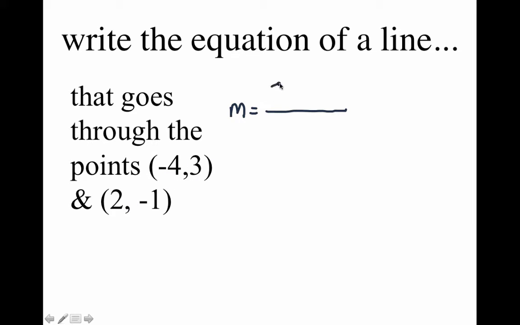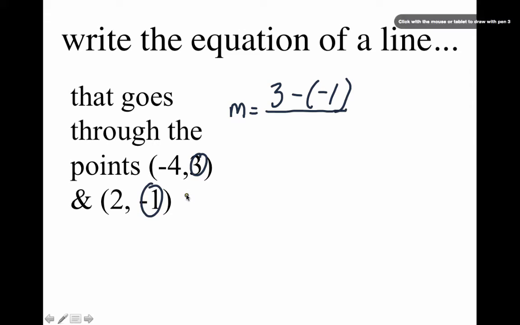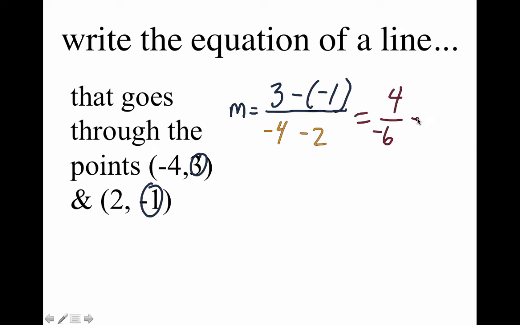So here I'm going to do 3 minus negative 1. And then in the denominator, because I did the 3 first, I have to do negative 4 minus 2. That simplifies to a slope of 3 minus negative 1 is 4. Negative 4 minus 2 is negative 6. We reduce and put the negative in the numerator, and we call that negative 2/3. Good?